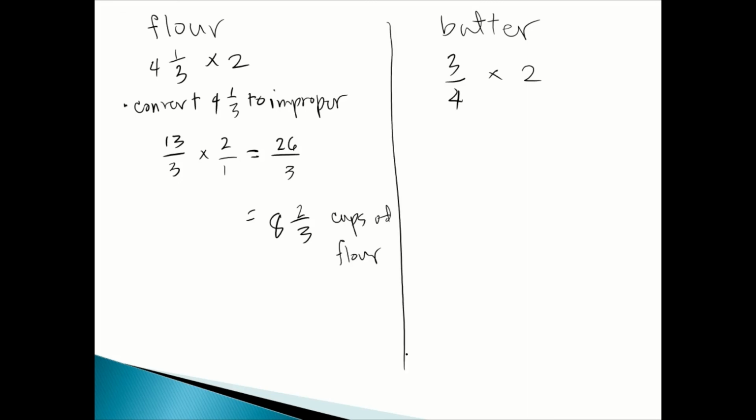Okay, let's move on to butter. 3/4 is already a fraction, right? So just simply multiply it directly. We will get 6/4. And 6/4 is reducible, so it is reducible by 2. 3/2, or as a mixed number, that's 1 1/2 cups of butter. Okay, so that's our answer for problem 1.7.